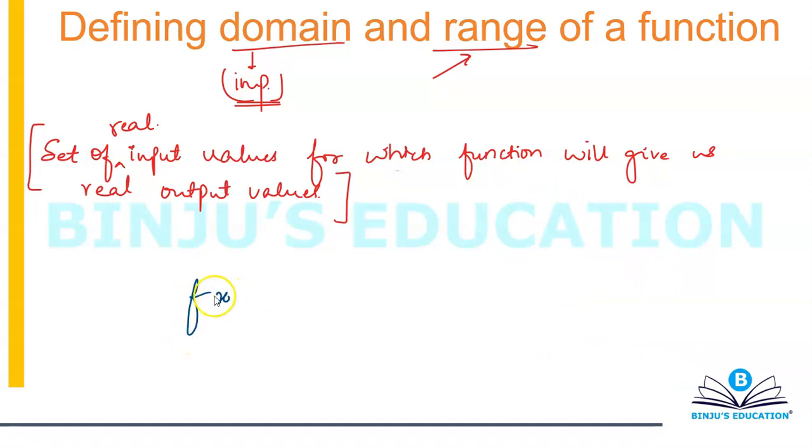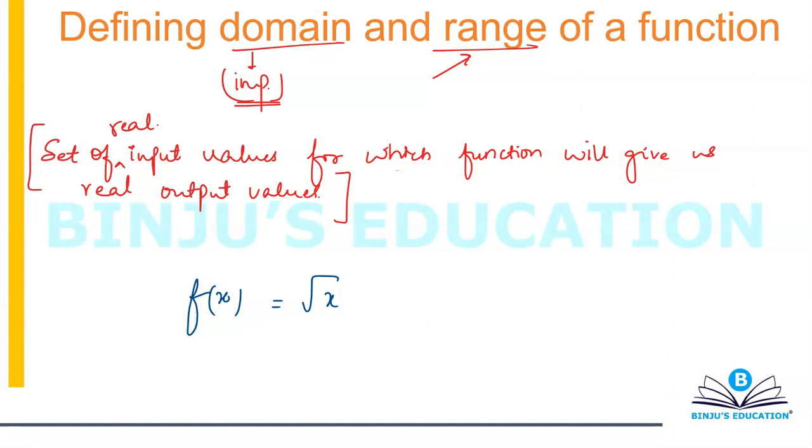Let's say I give you another function, f(x) = root x. Now I know that roots are not defined for negative numbers. For example, if I ask you what is the square root of -1, it goes to iota, that is an imaginary number. The square root of -2 is again imaginary. So the root function is not defined for negative input values.